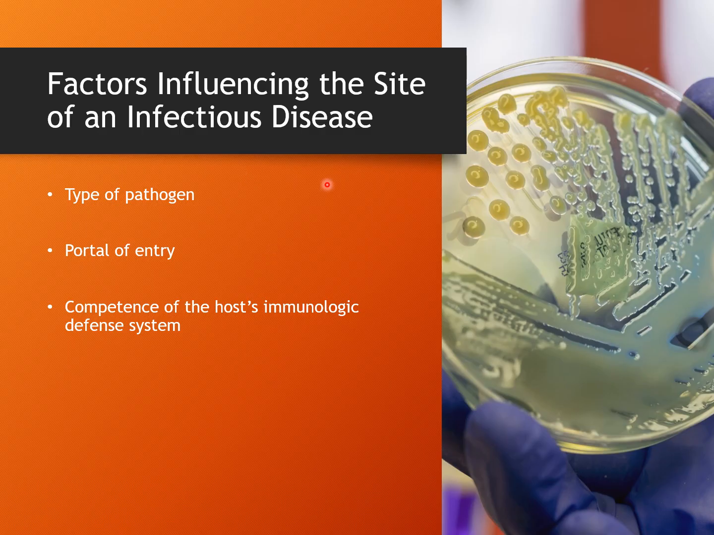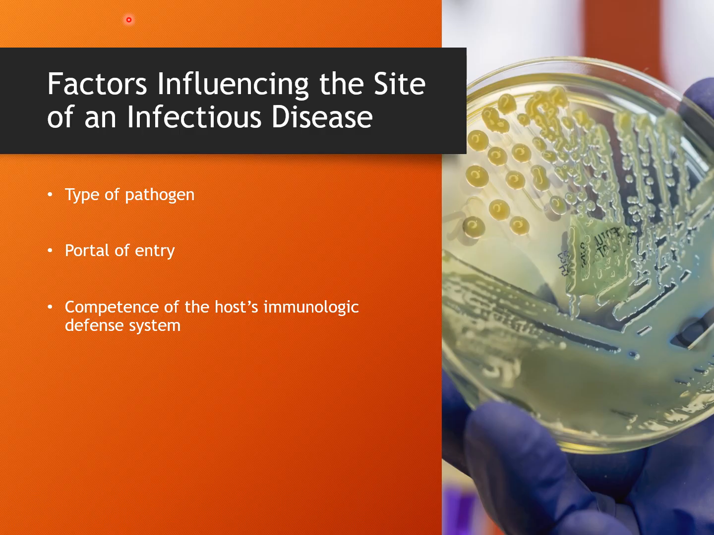Other factors that influence the site of an infectious disease are the type of pathogen, of course, will influence the site. So many pathogens cannot cause disease outside of very specific areas. Like influenza is not going to cause disease outside of the respiratory tract. H. pylori is not going to cause disease outside of the GI tract. But there are some diseases, things like Lyme's disease, that can travel far from their primary site to a lot of other locations and cause disease in a lot of organ systems.